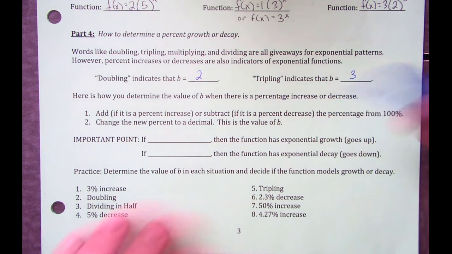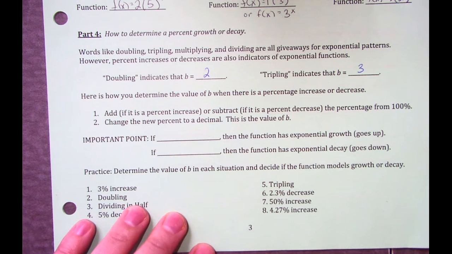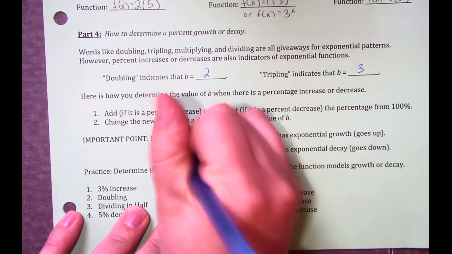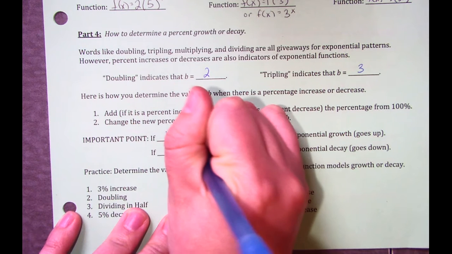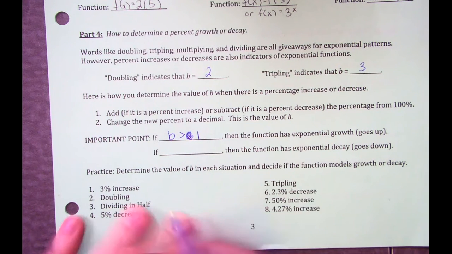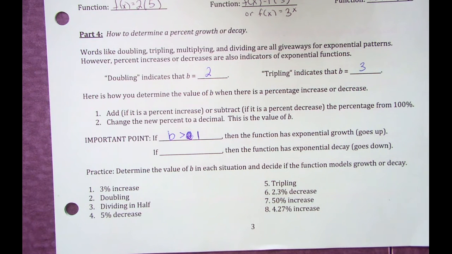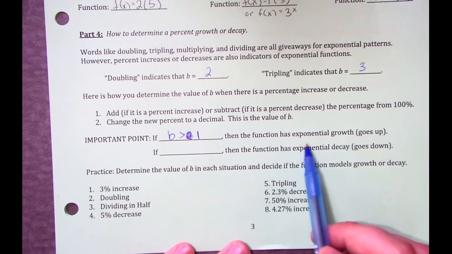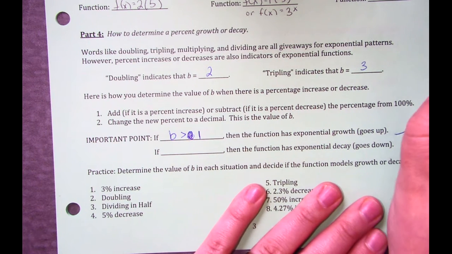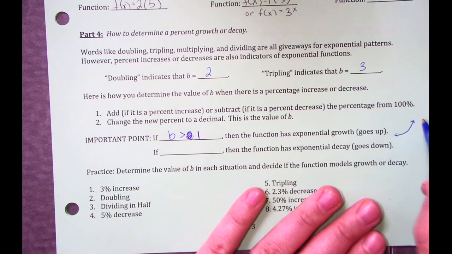Now, these two blanks right here are very important for determining if the function is a function with exponential growth or exponential decay. If b is greater than 1, so it could be 10, it could be 2, it could be 1.1. As long as b is greater than 1, not equal to 1, but greater than 1, then the function has exponential growth. It's going to go up and look like that. As it goes across, it gets bigger and bigger and bigger.